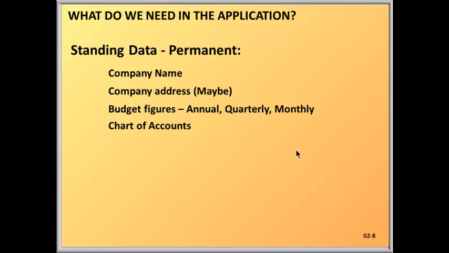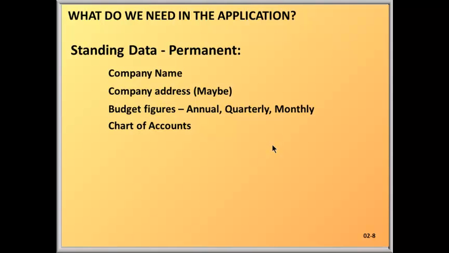Standing data, this is the permanent stuff that's in our application. It's not confined to the company's name, etc. It includes budgets and, of course, the underlying chart of accounts. A trial balance does not include all the active accounts unless you specify it in the report writer. But in our model, we need to have a home or a destination for all the active accounts. So we need to maintain a complete chart of accounts.